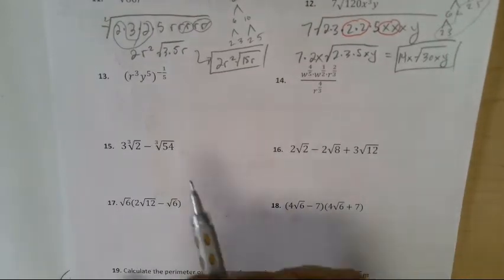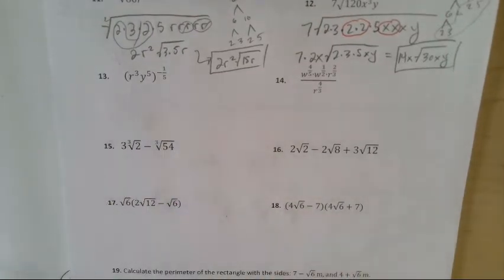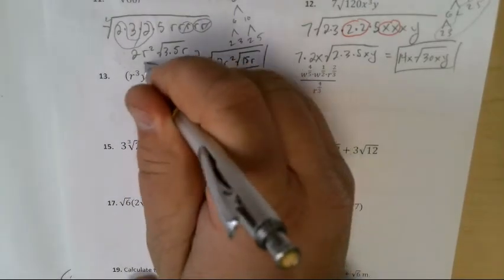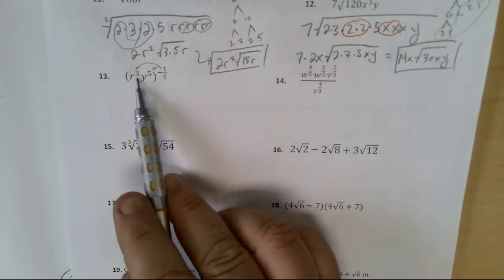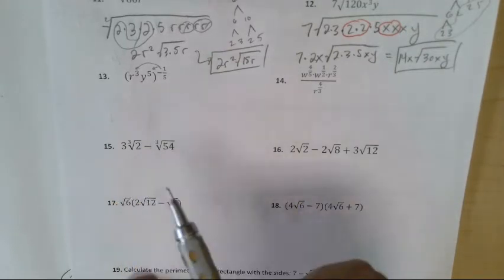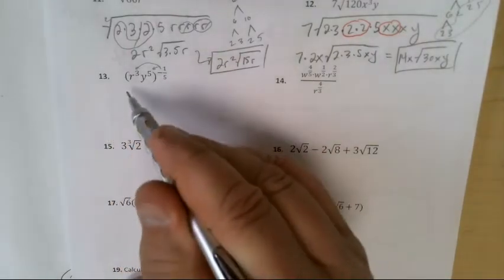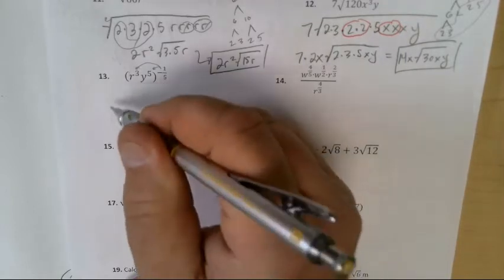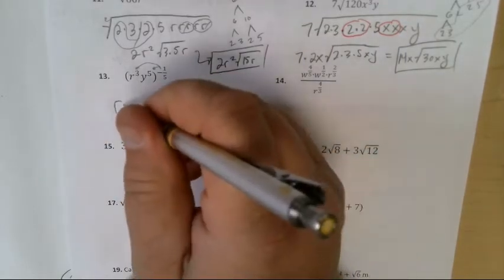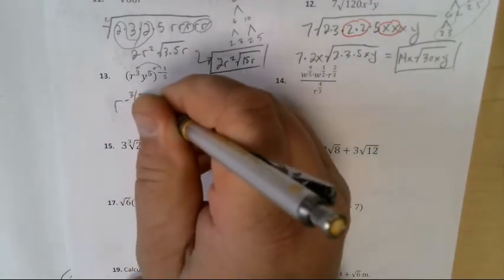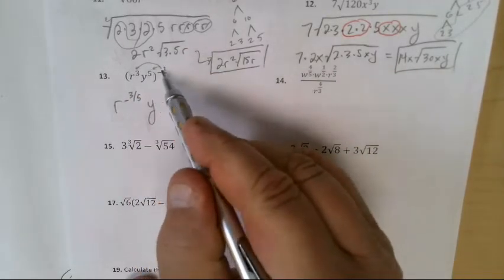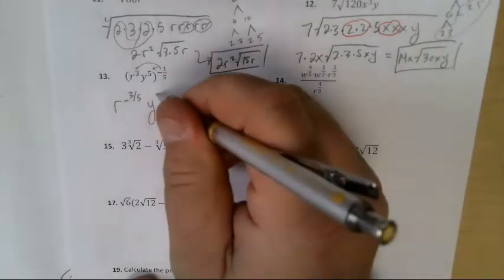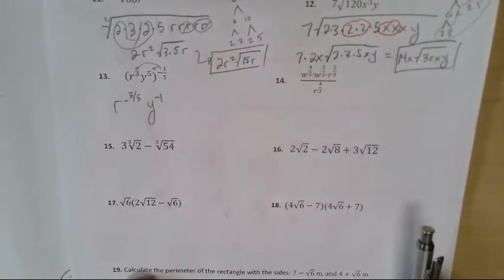Okay, this is all about exponent rules. There's a lot of things I can do first, but first I can put that exponent there and there. Now, when I have a power to a power, I multiply the exponents. So this is r to the power of 3 times negative 1/5. Well, 3 times negative 1/5 is negative 3/5. And I've got y to the 5 times negative 1/5. 5 times negative 1/5 is negative 1.